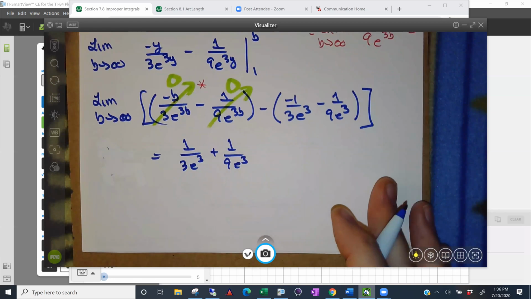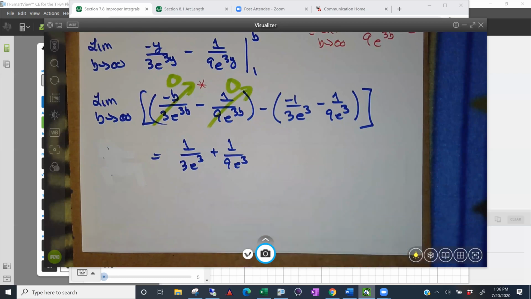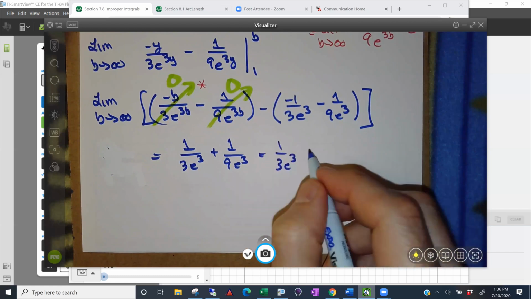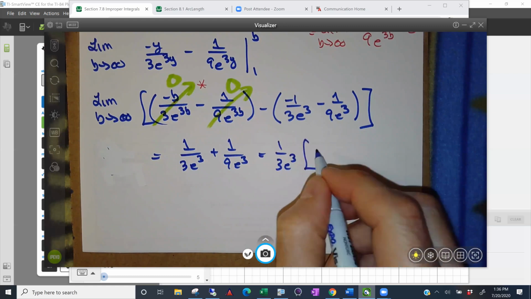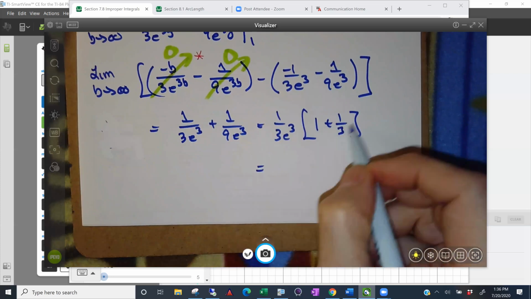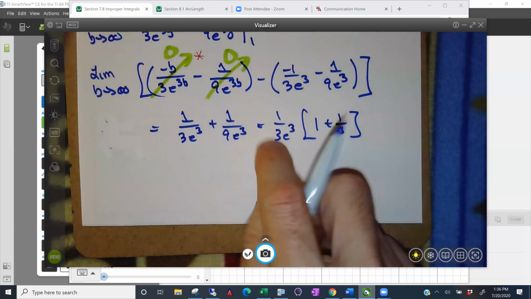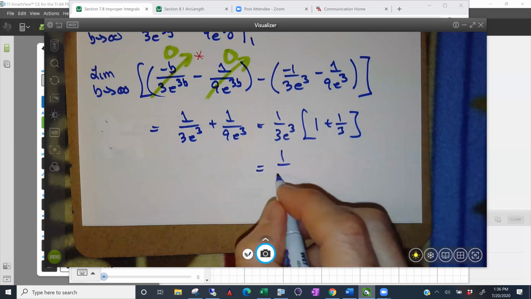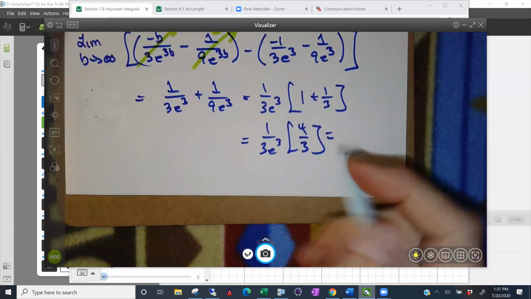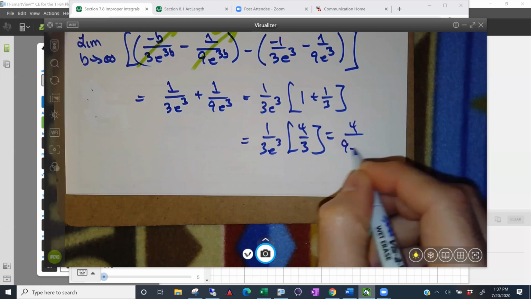And I imagine there's just some playing around that I could do to clean that up a little bit. Yeah, I'm just not seeing anything that's particularly fun. If I factor out 1 over 3e to the third, that's going to leave behind 1 plus 1/3. So this is 4/3 times this. And overall, you'd have a 4 over 9e to the third.